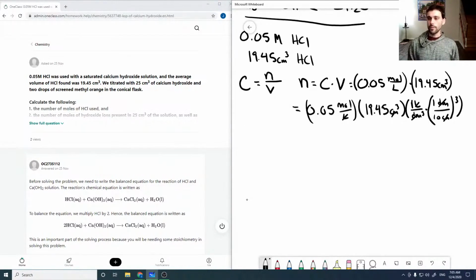When running through it yourself, don't forget the cube. So that's 10 cubed or 1,000. And this works out to, where is my answer? There it is. 9.725 times 10 to the minus 4 moles. Okay, so the number of moles of HCl used is this.